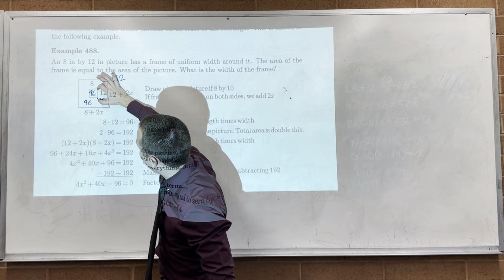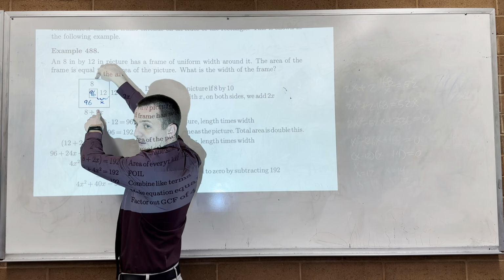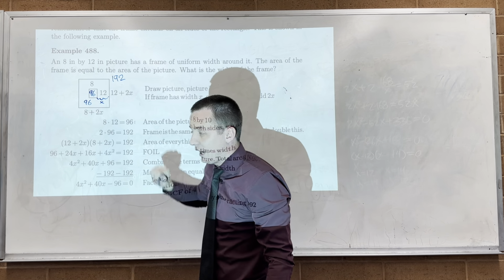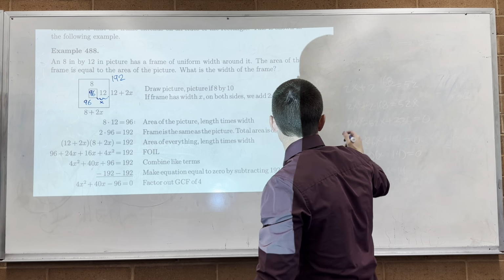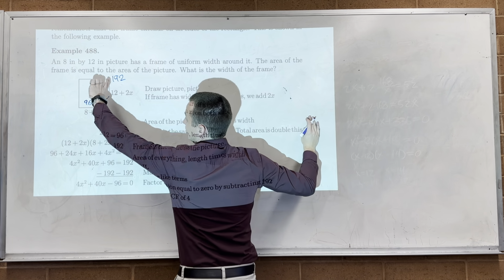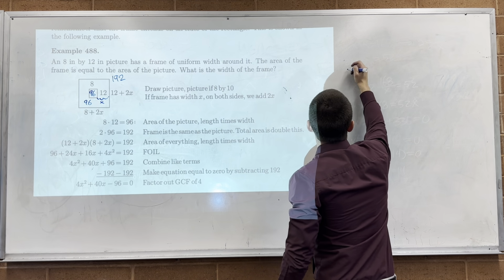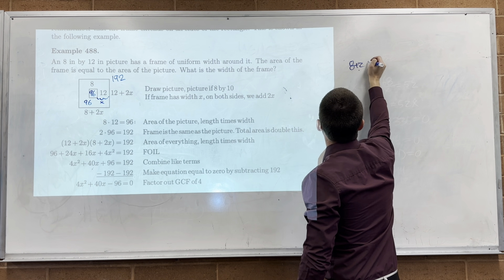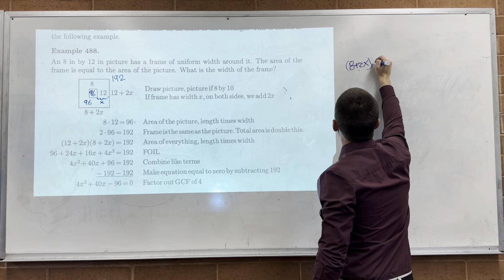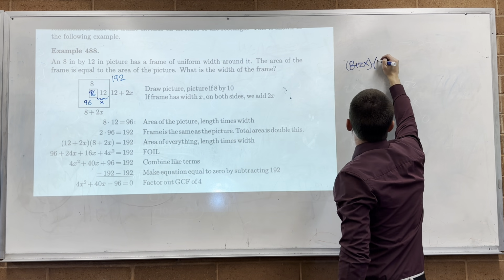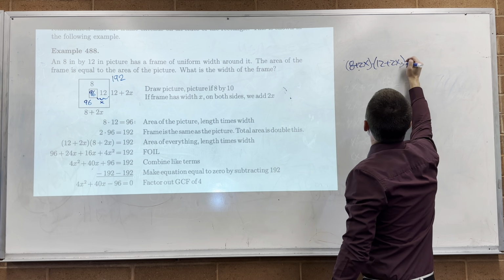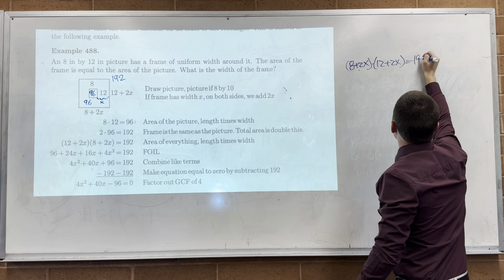If the picture has a height of 12, then the height of the picture with the frame is going to be 12 plus 2x. So our equation now is that the width times the height gives us a total area. So I know that 8 plus 2x times 12 plus 2x is equal to our total area, 192.